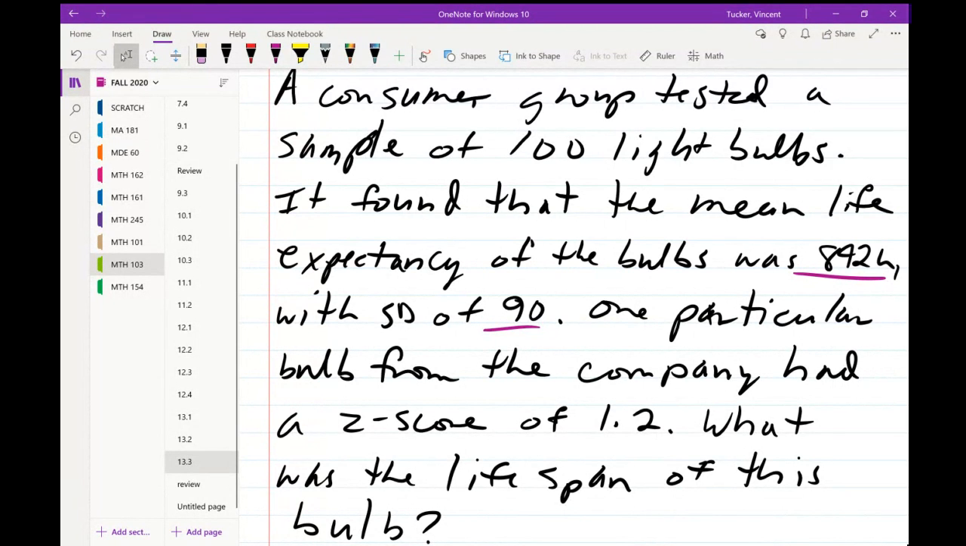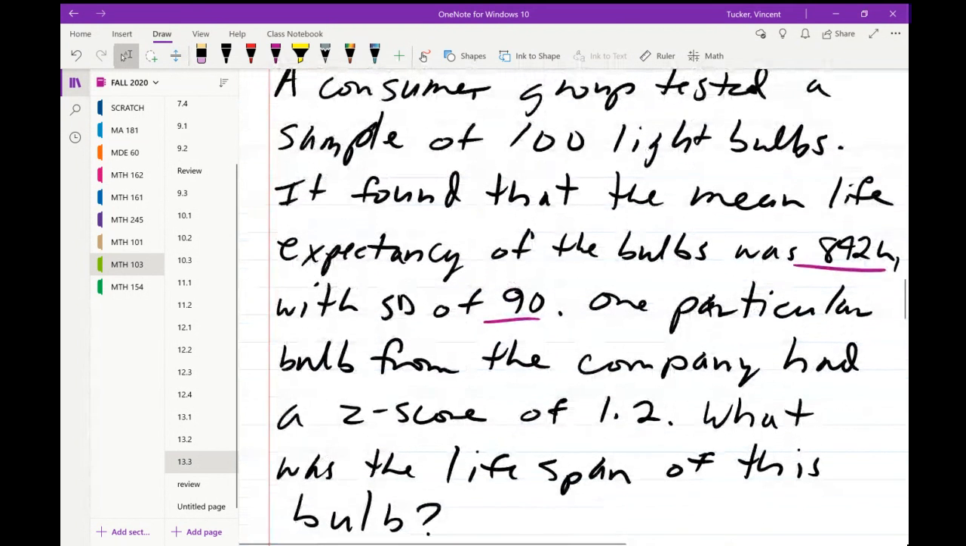So a consumer group tested a sample of 100 light bulbs. It found that the mean life expectancy of the bulbs is 842 hours with a standard deviation of 90. One particular bulb from the company had a z-score of 1.2. What was the lifespan of this bulb? So I'll give you a chance to write that.